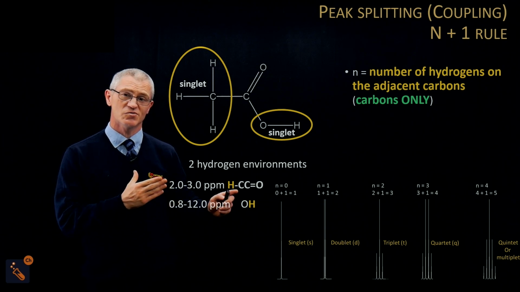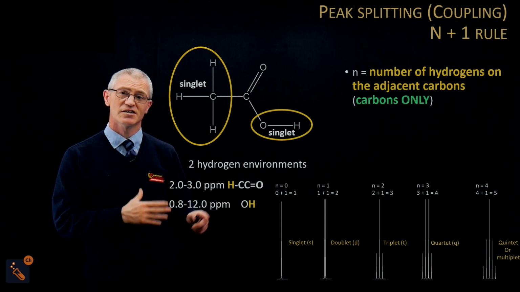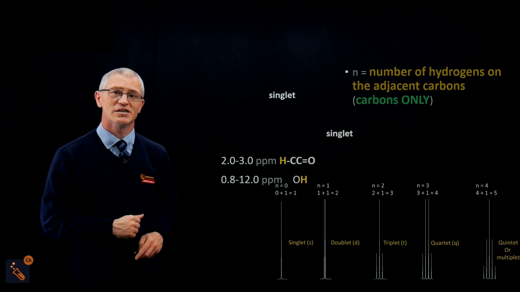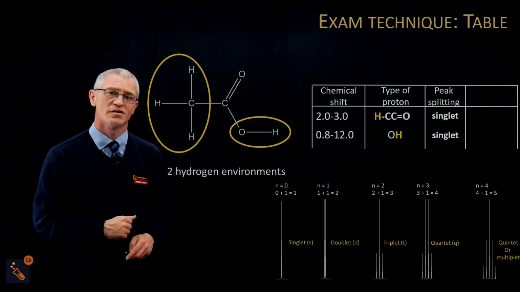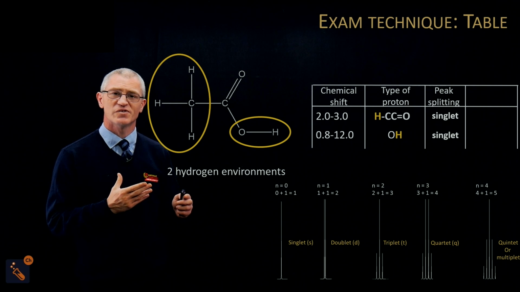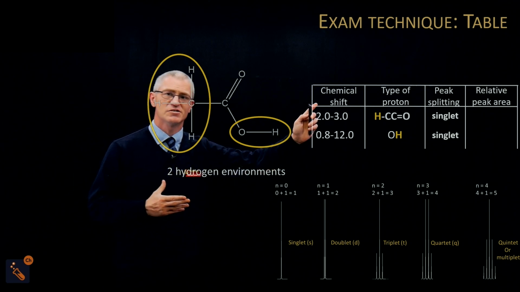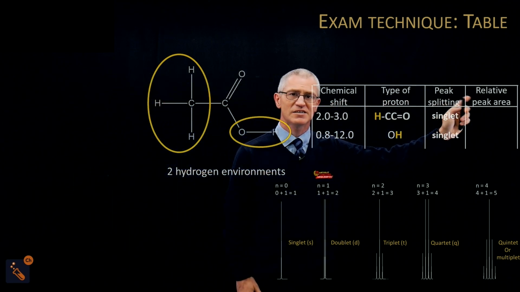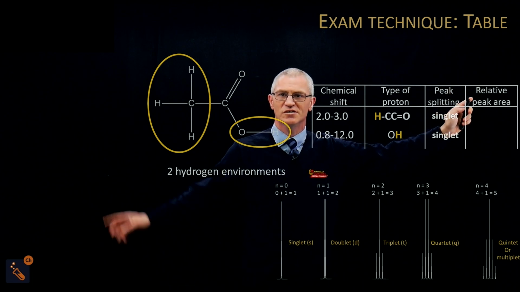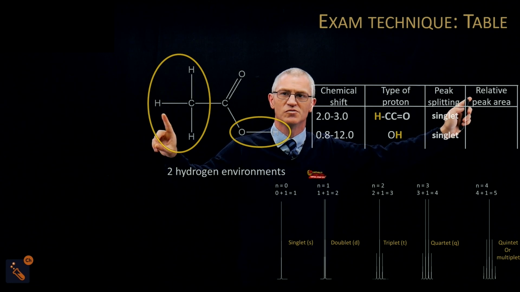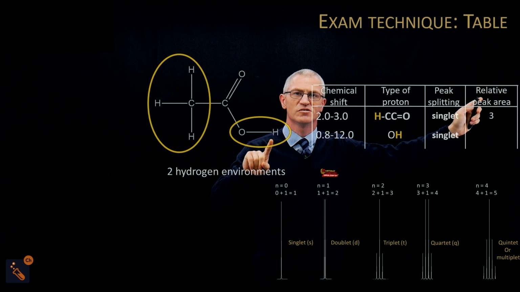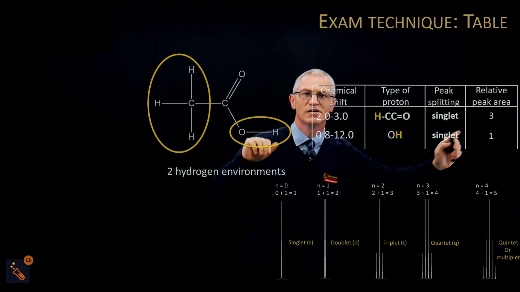We think we know roughly what they're going to look like in terms of taking it off the data sheet, and that would be fine in the exam. Now let's put it into a table. So once it's in the table, we can also put in something called a relative peak area. So the relative peak area is in the top corner here, and that tells you how many hydrogens give rise to the peak. So how many hydrogens are there? So if you look here, there is 1, 2, 3 hydrogens, so I'm going to put 3 there. There is 1 hydrogen there, so I'm going to put 1 there. And I've got a full table.